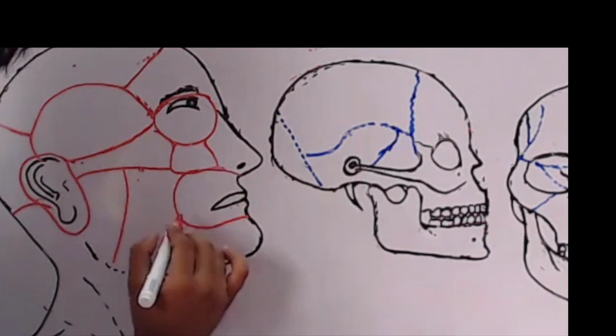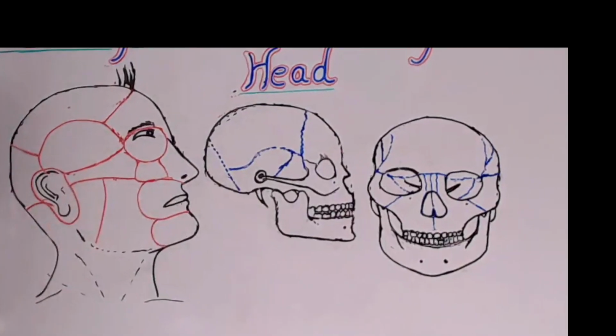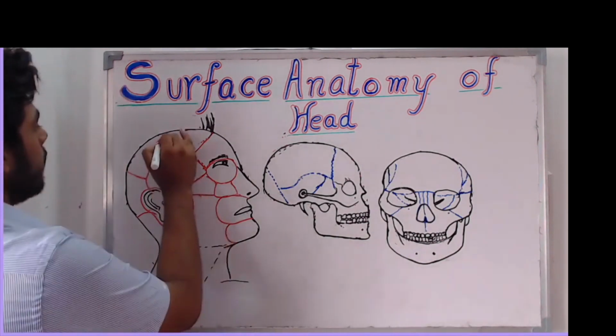The oral region, yes, this is the buccal region, and this is the mental. These are different regions which are present in our head. Now we will see the parietal region. This is the parietal region.